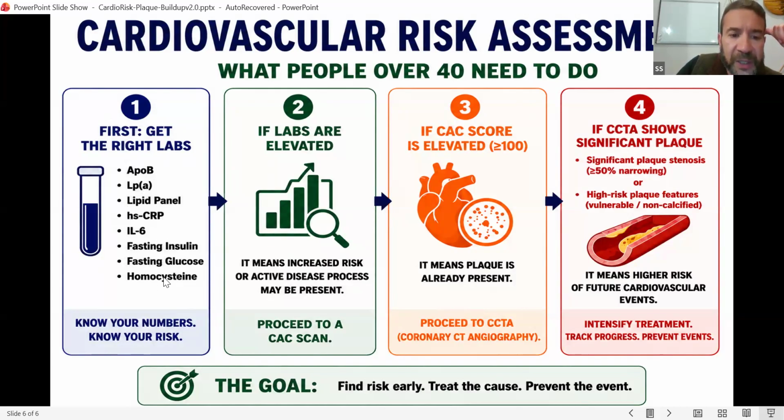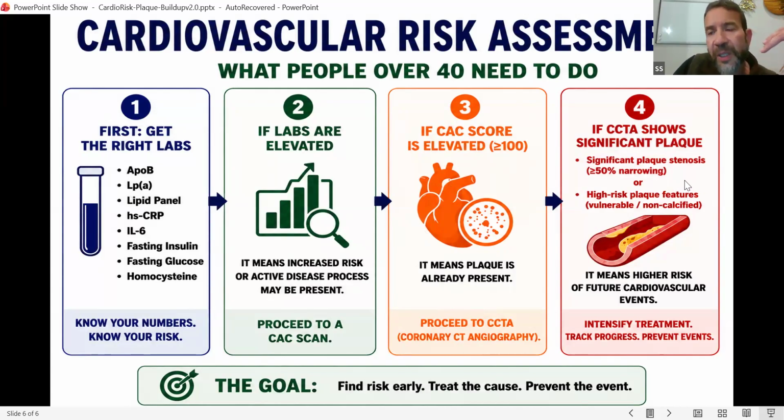And we need homocysteine. The reason why homocysteine is here is because homocysteine is another one of those that, if it's high, will cause permeability to the inner lining of the artery wall. So it's very important to assess it. Now, if these labs turn out to be elevated, we need to move to step 3, which is CAC score. If this CAC score turns out to be higher than 100, then the next step is to get the CCTA.